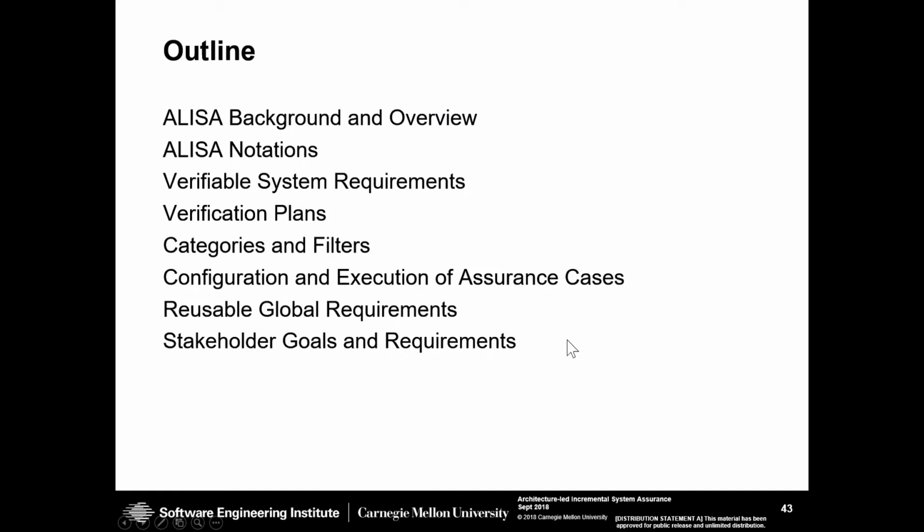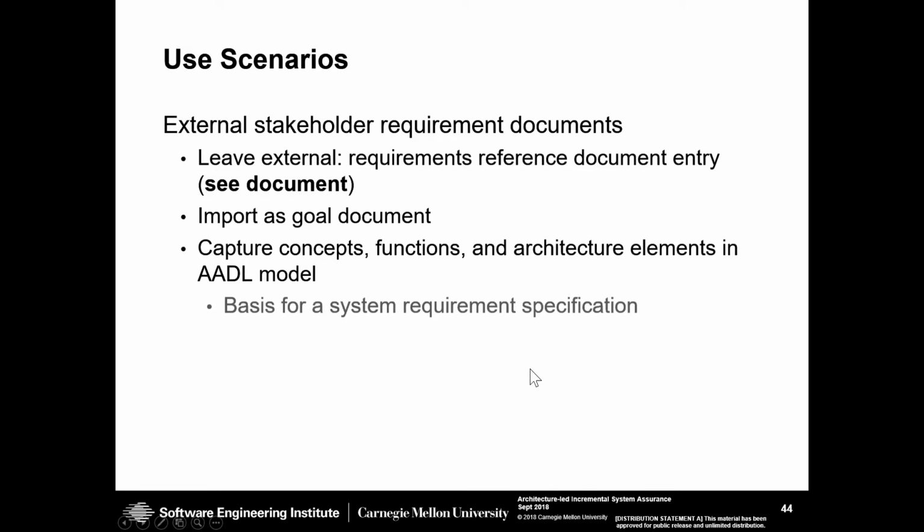And just for closing, some comments about stakeholder goals and requirements. As I mentioned, the primary focus of ALISA is on system requirements that are verifiable, and then automate the verification process based on these verification plans. But we obviously want to be able to connect to stakeholder requirements. And the ReqSpec notation lets you specify stakeholder requirements. We call them stakeholder goals. And you can specify the whole thing in several different ways.